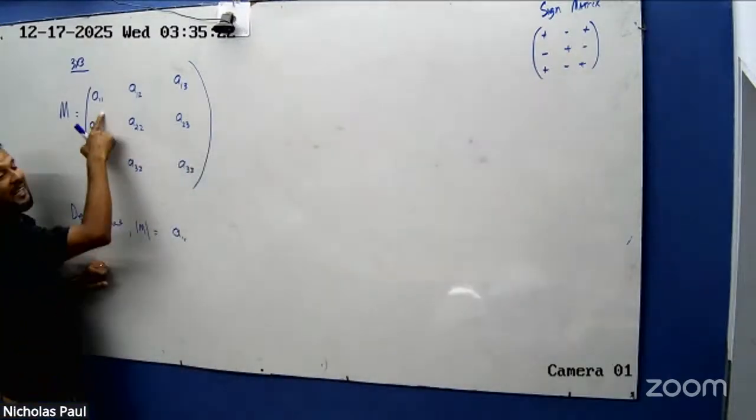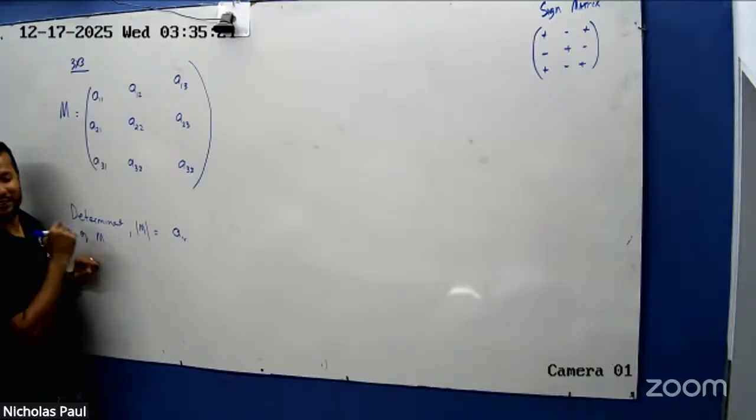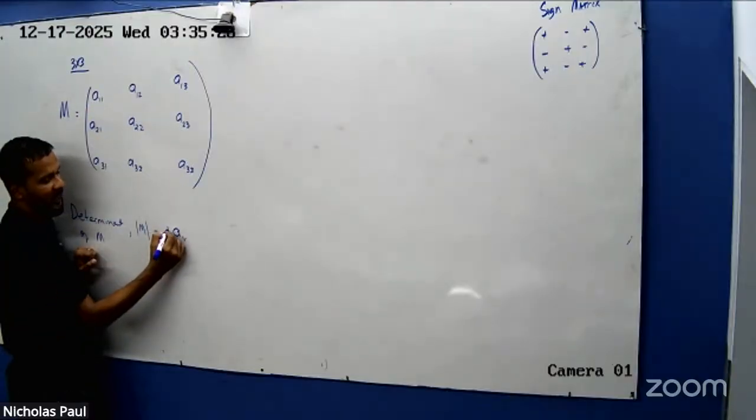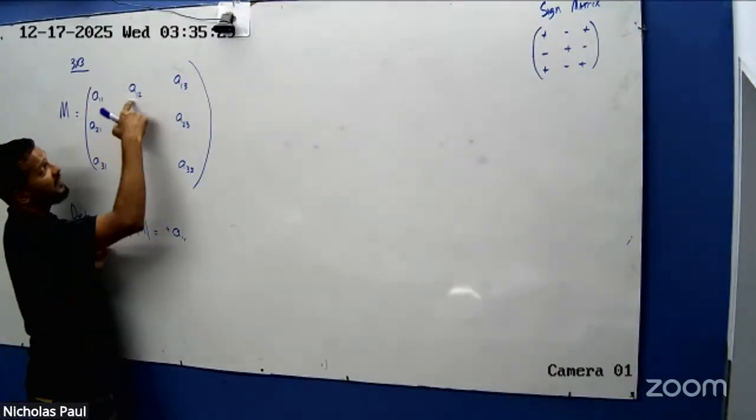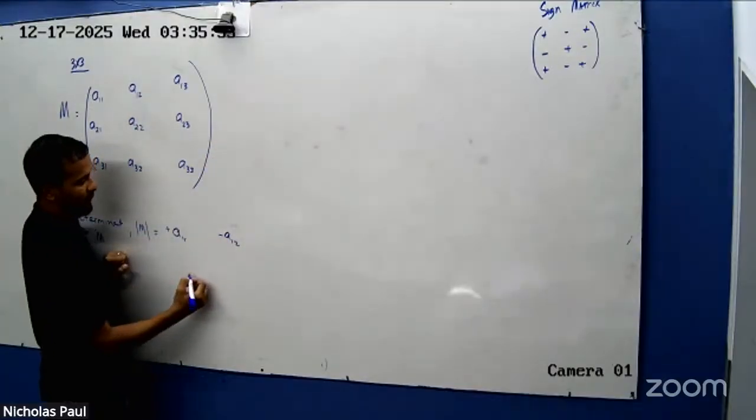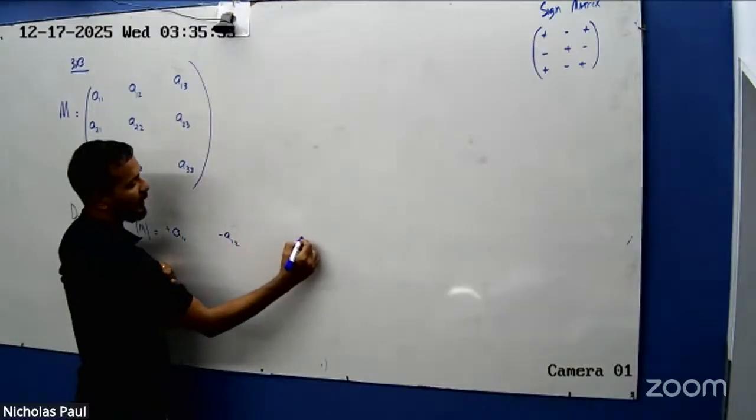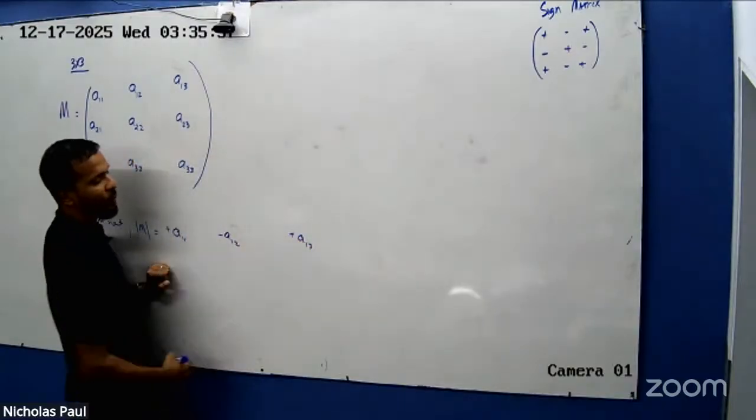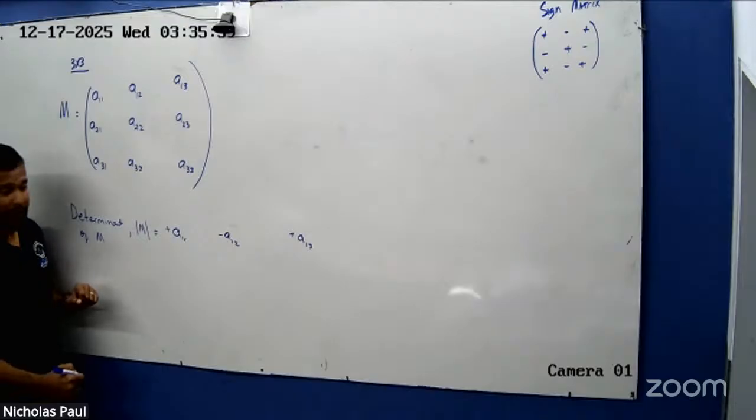So you're taking the value and its sign. A11 and the sign to go with it. You're taking A12 and the sign to go with it. And you're taking A13 and the sign to go with it. Okay?